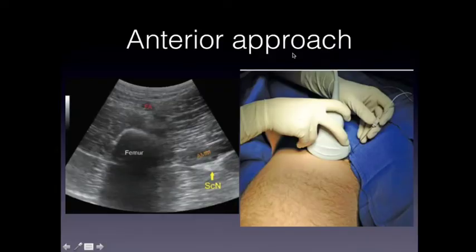This is an image of the anterior approach, which is performed in the proximal and medial aspect of the thigh. And we have, once again, a bone structure as a very important sonoanatomic landmark for this procedure. We have the femoral artery here. We have the femur bone and its acoustic shadow.